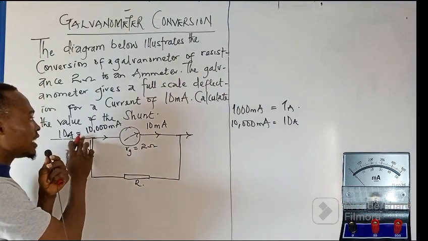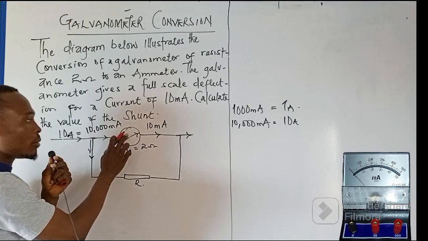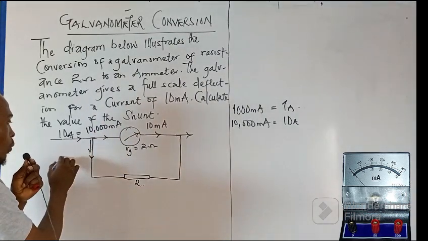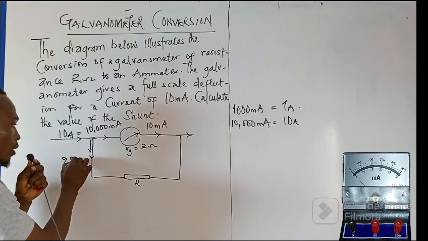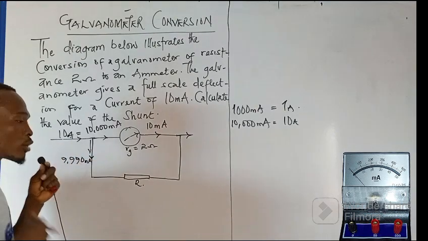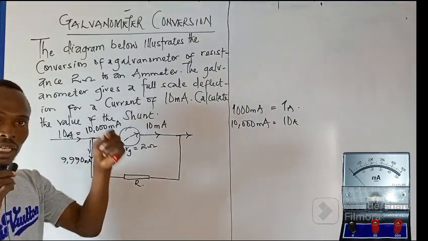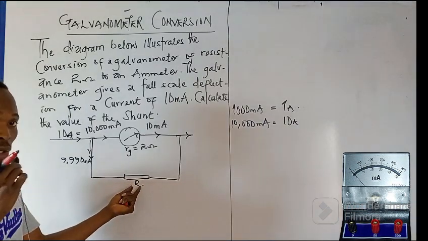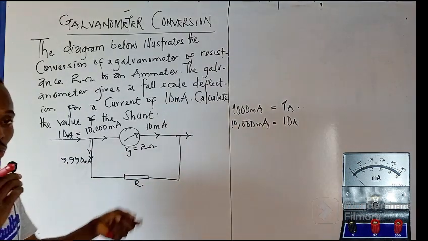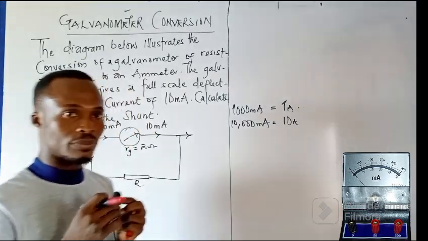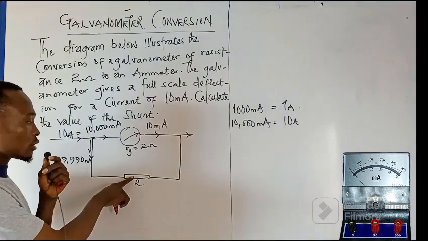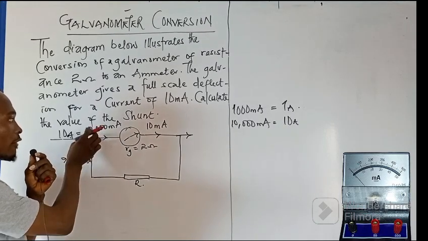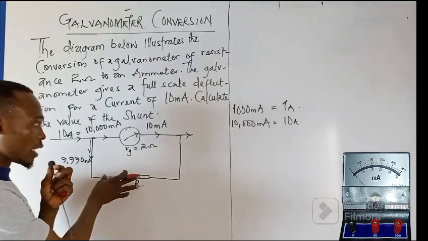So the remaining of these 10,000, after the galvanometer has taken its 10 away, we are left with 9,990 milliampere. The 9,990 milliampere gets into the resistor, which is called the shunt, of a low resistance value. So what will be the value of this resistor that is capable of taking away 9,990 from this 10,000? That is what we are calculating now.